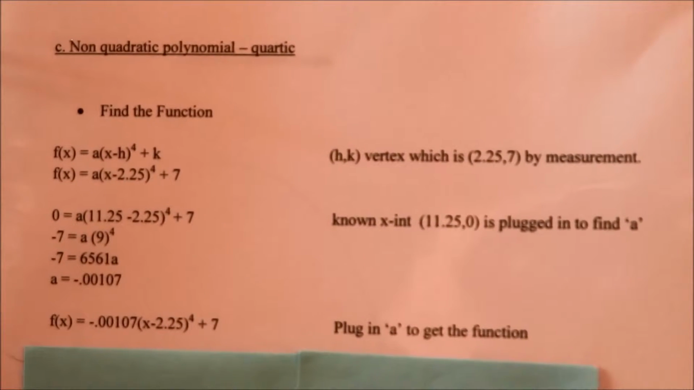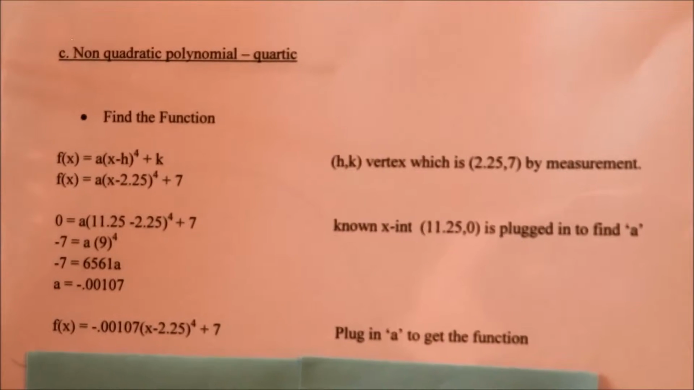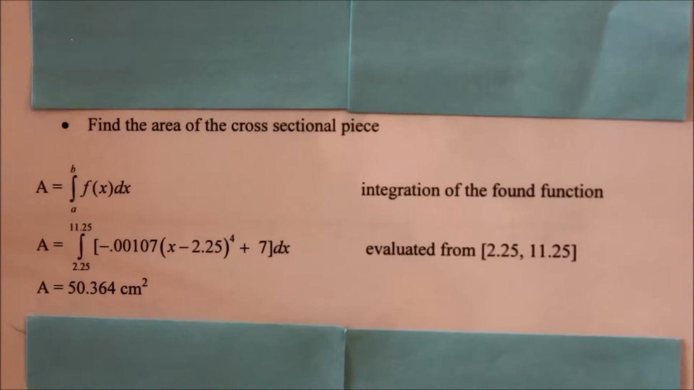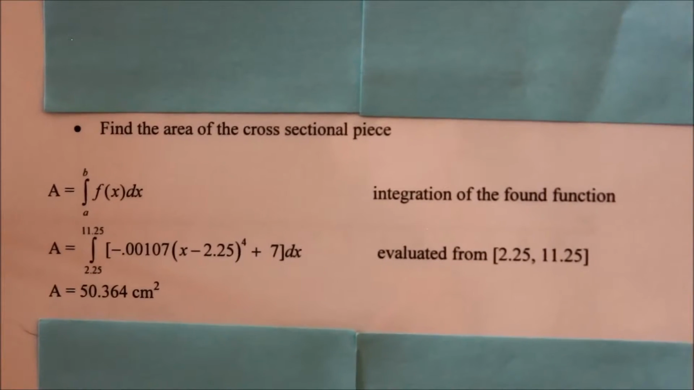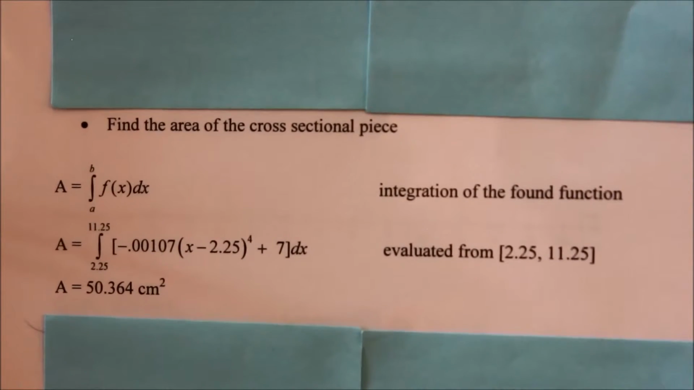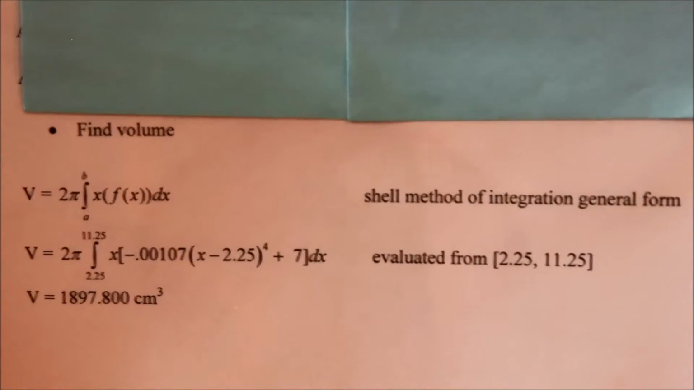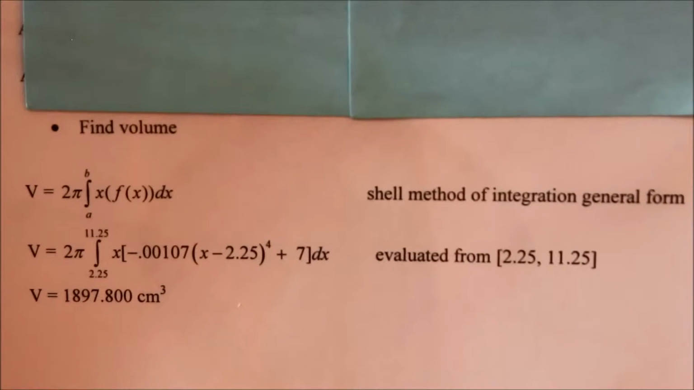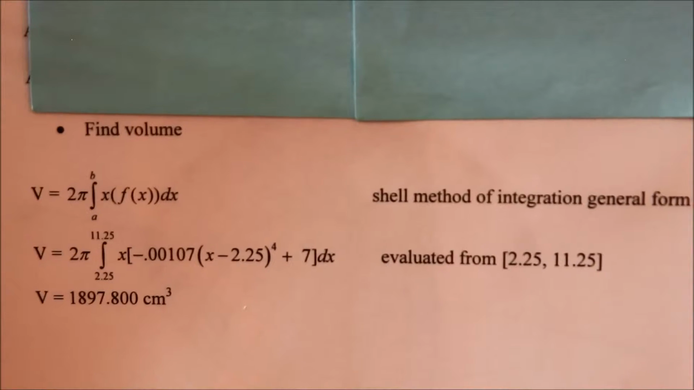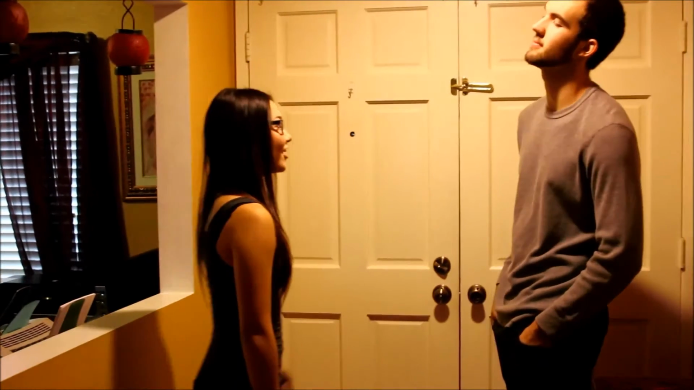Using the general equation of a quartic function, plug in the vertex values at h and k. Then plug in the known x-intercepts to find a. Once you have a, you can plug it in to find the function. To find the area of the cross-sectional piece, integrate the function evaluated from 2.25 to 11.25. The area comes out to 50.364 centimeters squared. To find the volume, use the shell method of integration evaluated from 2.25 to 11.25. The volume value is 1,897.8 centimeters cubed. See you next time.